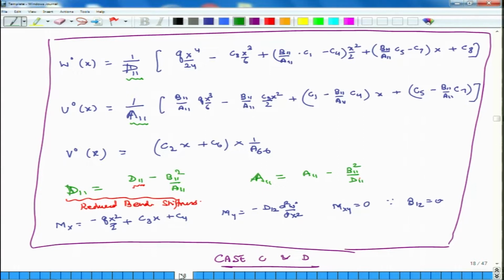The other thing is that we have so far not calculated the integration constants C1 through C8, and the value of these constants will be determined by implementing the boundary conditions. So, that is what we plan to do now. We have all these solutions for U, V, W, also for Mx, My and Mxy, and the next thing we are going to do is calculate these integration constants.